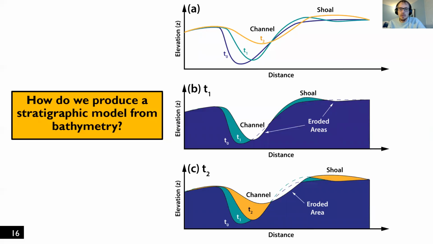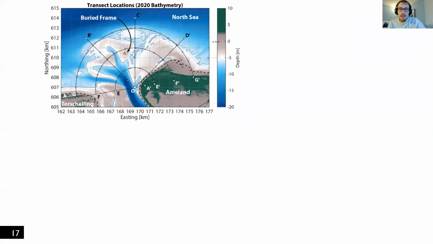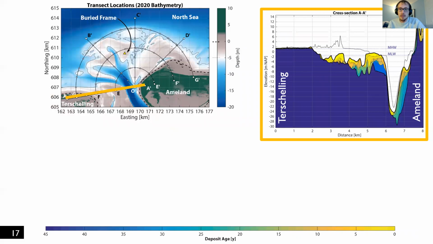So if we go ahead to another year, we see that in this channel here, there's been some more deposition. This part gets eroded out, and there's more deposition up here. And in these diagrams, dark blue corresponds to older sediment and older deposits, and yellow corresponds to newer deposits. So now let's apply this approach to Ameland, starting with the transect across the inlet. So again, keep in mind that dark blue is old and yellow is new.